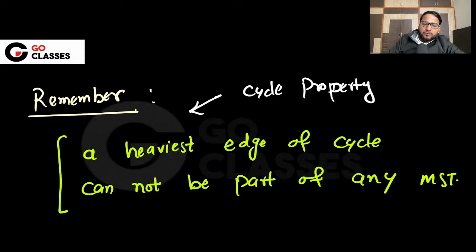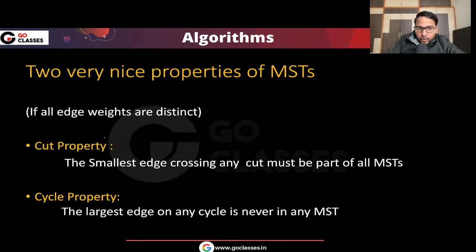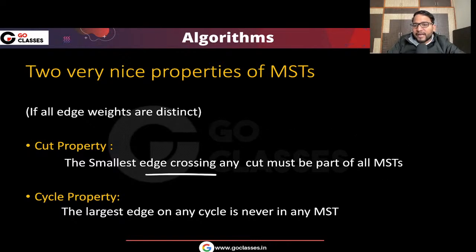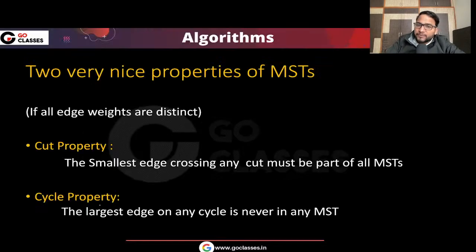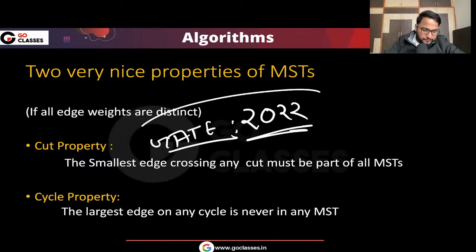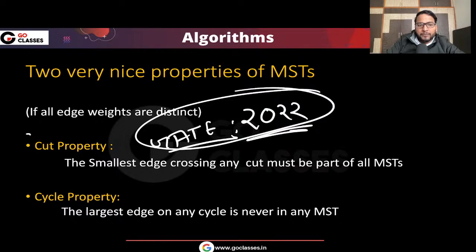Okay, now let's just move on. There is one more property which is called cut property. Cut property says that the smallest edge crossing any cut must be part of all MSTs. What is a cut here? Let me first tell you what a cut is, and then I will tell you the cut property. There has been a GATE 2022 question, a recent question, just based on these two properties, cut property and cycle property.